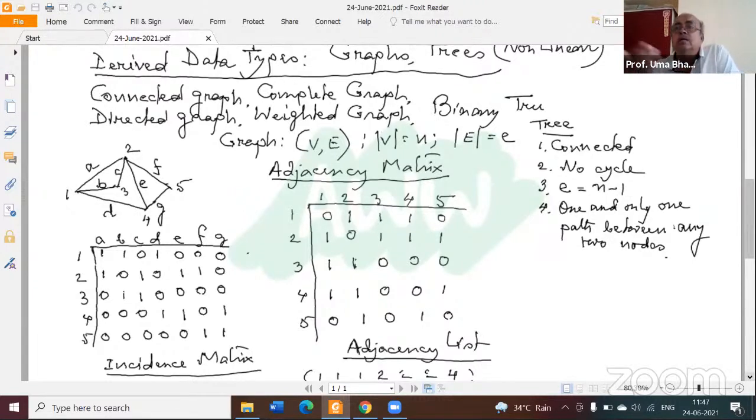Directed graph, when the edges are directed. Weighted graph means when the values of the edges have some weight. The weight may be distance, the weight may be nature of the road, the weight carries some physical value, physical interpretation. If it's a piping network, diameter of the pipe, so many things. So those are the weights. Those are the weighted graph.